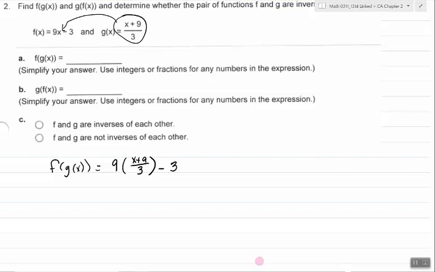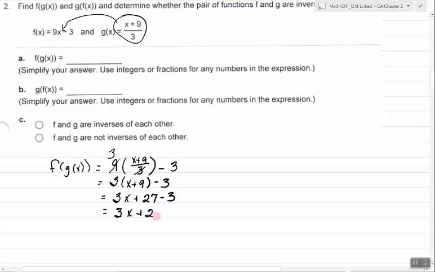Now unfortunately this time, when I look at the 9 over 1 and this over 3, 3 goes in there 3 times. They don't cancel out. That leaves me with 3 parentheses x plus 9 minus 3. Distributive property, that's 3x plus 27 minus 3, which is 3x plus 24. That's not x. I already know these are not inverses. All right, but I am asked for this question first, so it's 3x plus 24.